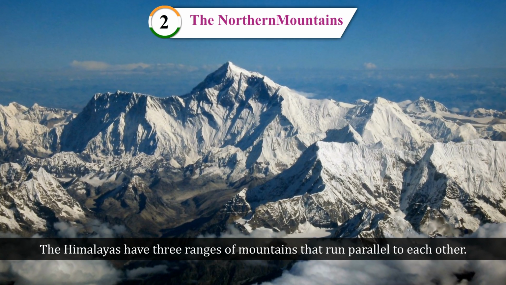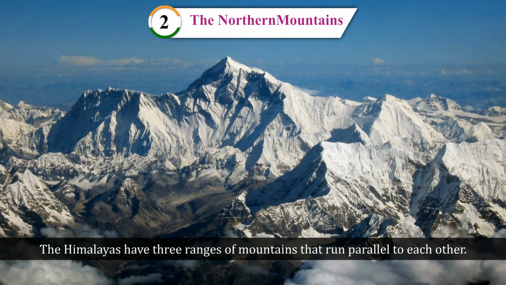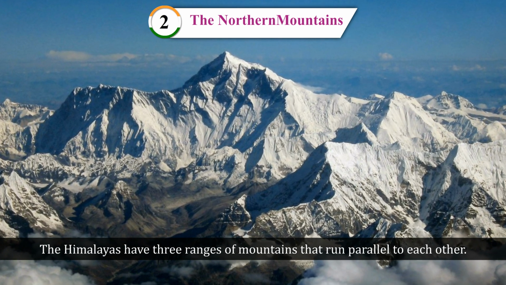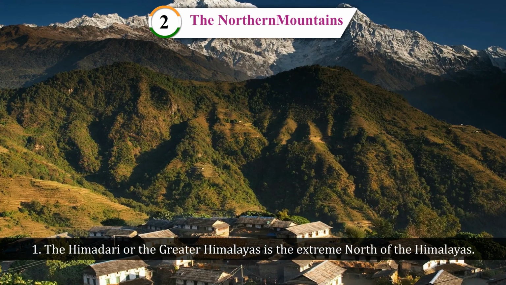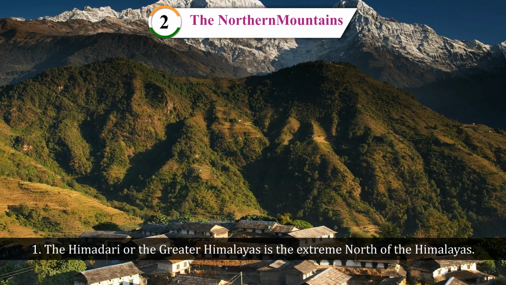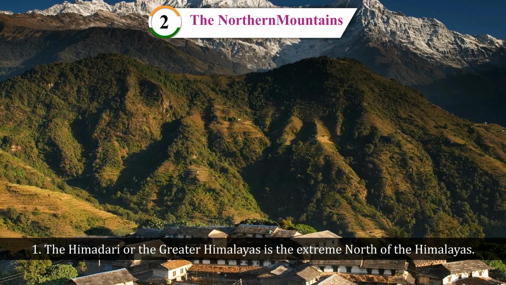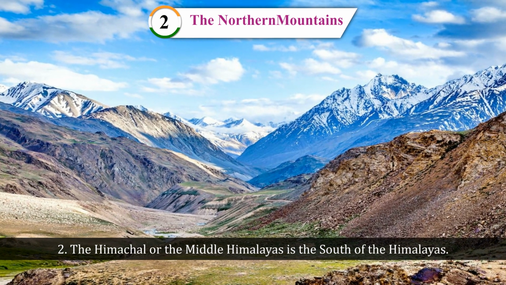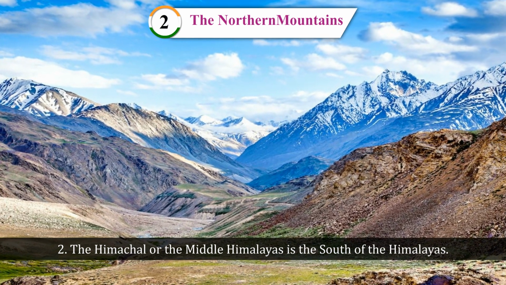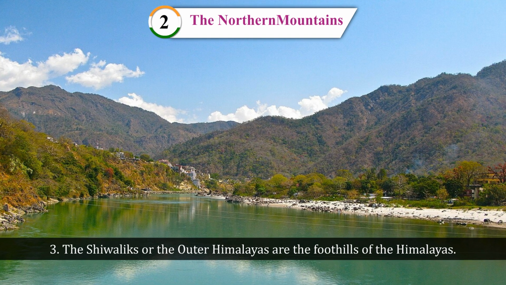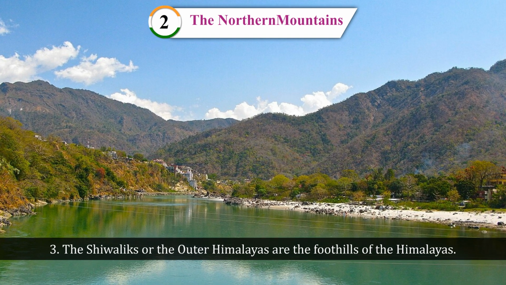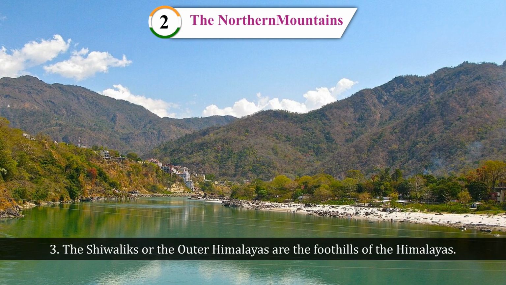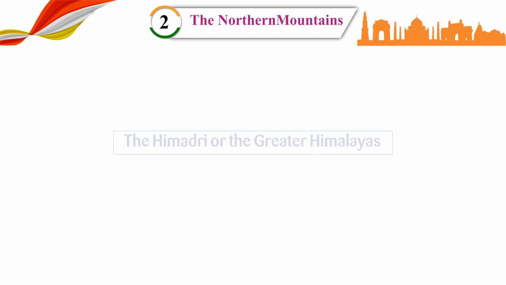Parallel ranges of Himalayas. The Himalayas have three ranges of mountains that run parallel to each other. 1. The Himadri or the Great Himalayas is the extreme north of the Himalayas. 2. The Himachal or the Middle Himalayas is the south of the Himalayas. 3. The Shivaliks or the Outer Himalayas are the foothills of the Himalayas.